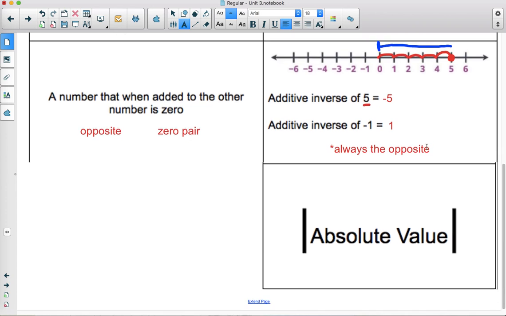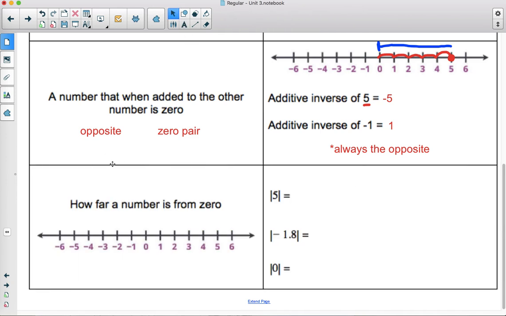Okay, the last vocabulary term that we're going to talk about right now is absolute value. Absolute value can kind of be tricky. It's similar to additive inverse, but not exactly the same. So let's talk about this one. Absolute value is how far a number is away from 0.